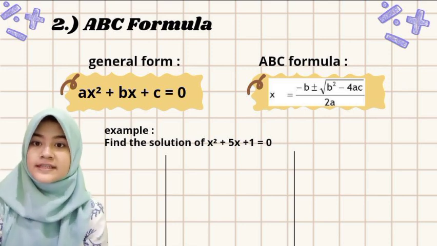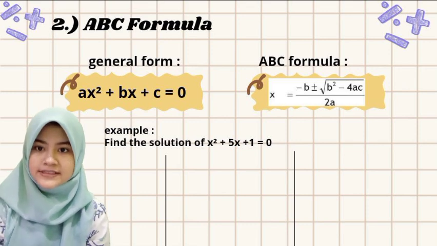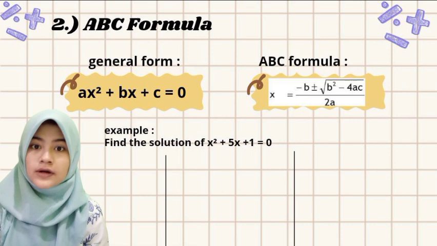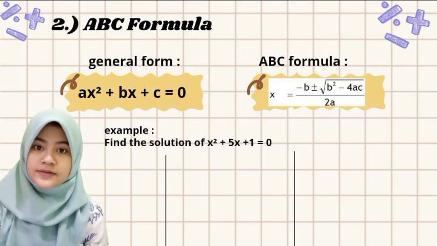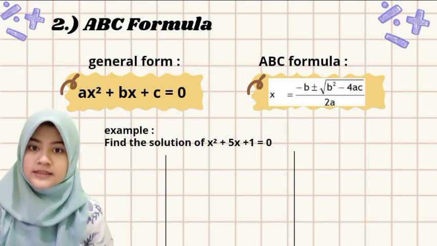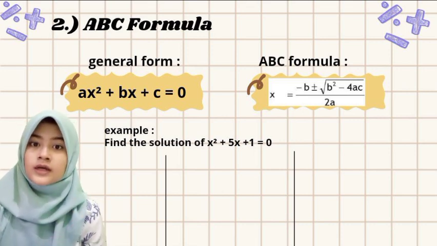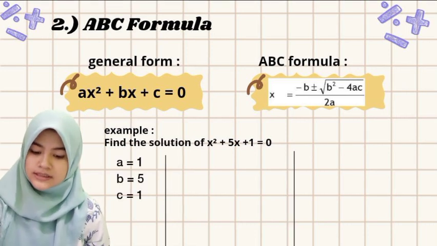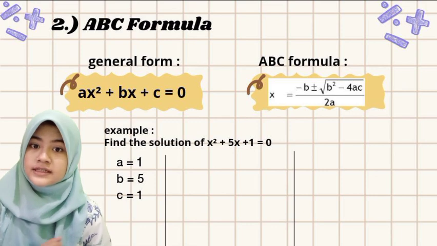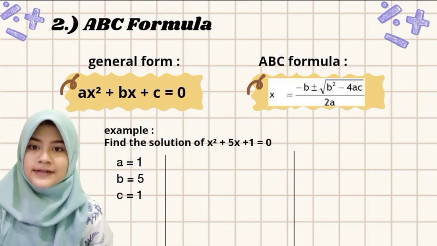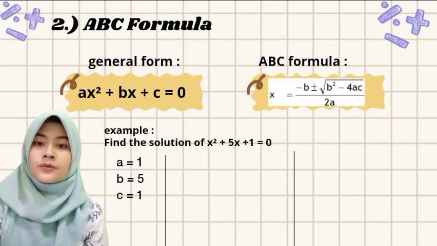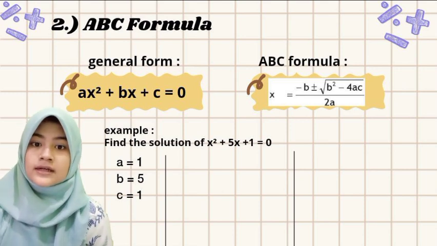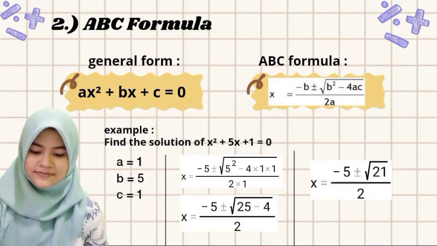Now, we have an example for this quadratic equation. Find the solution of x to the power of 2 plus 5 times x plus 1 equals 0. First step, we have to find the a, b, and c. So the a is 1, b is 5, and the c is 1. Now, we can substitute a, b, and c into the ABC formula.